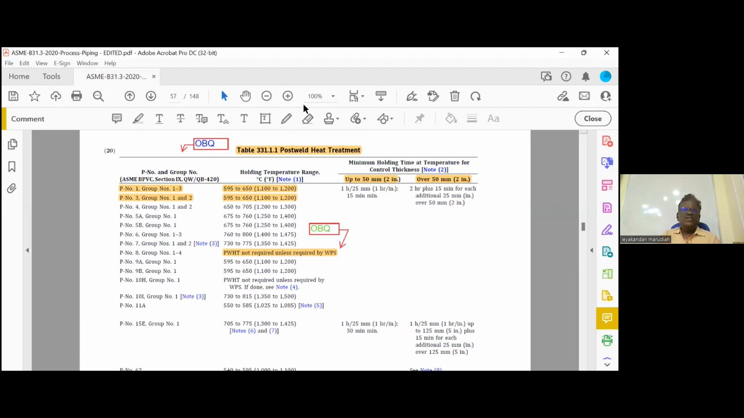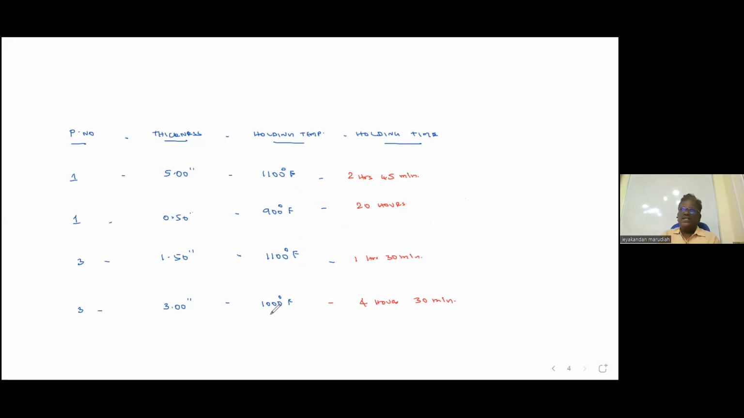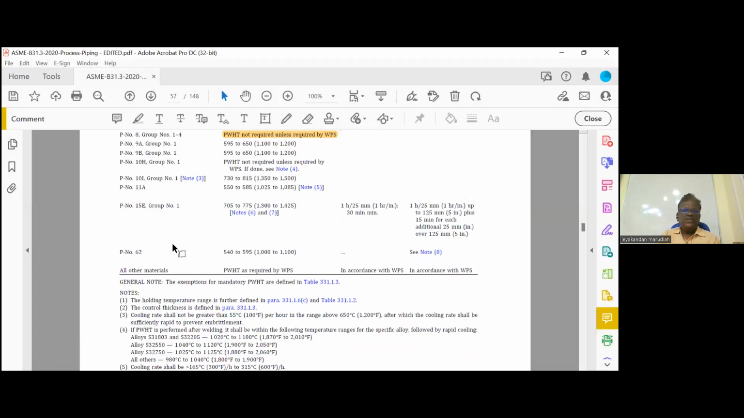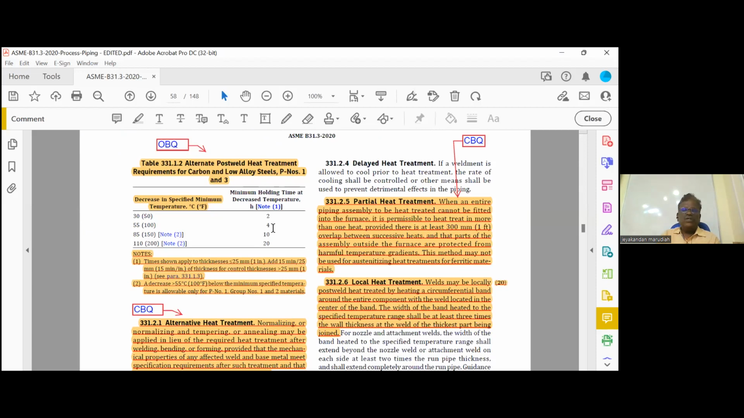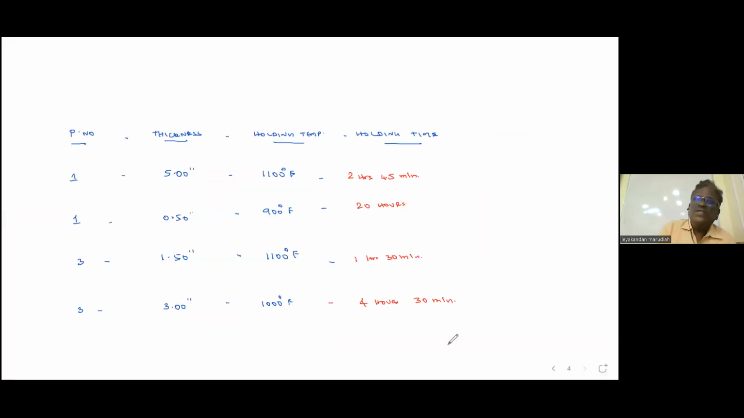Fourth one is 1000 degree. So we have reduced 100 and 3 inch. So you can see here this table, next table. When you reduce 100, it is 4 hours for 1 inch thickness. You can see the note: time shown applies to 1 inch. Add 15 minutes for thickness over 1 inch, greater than 1 inch. So 3 inch means 4 hours, 30 minutes. Extra we have to add 15 minutes each. 4 hours, 30 minutes. This is the way you have to answer.